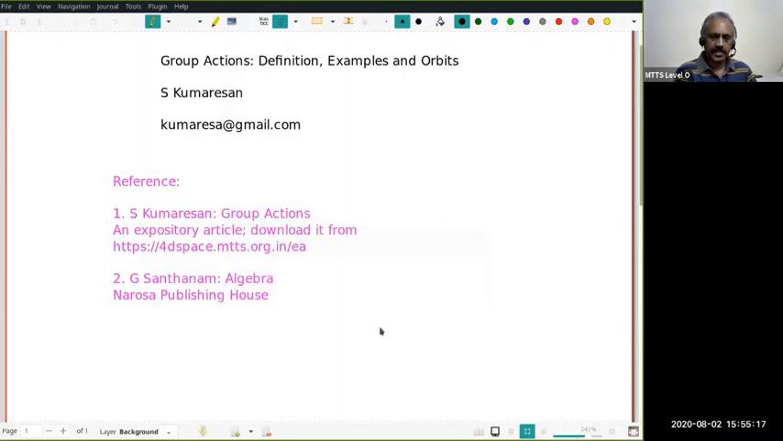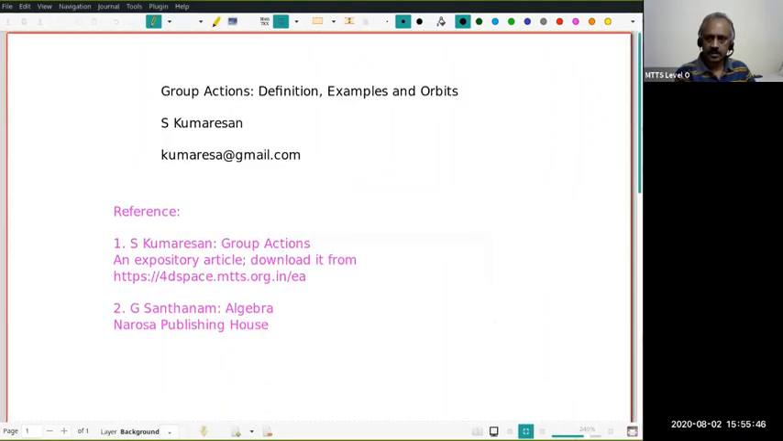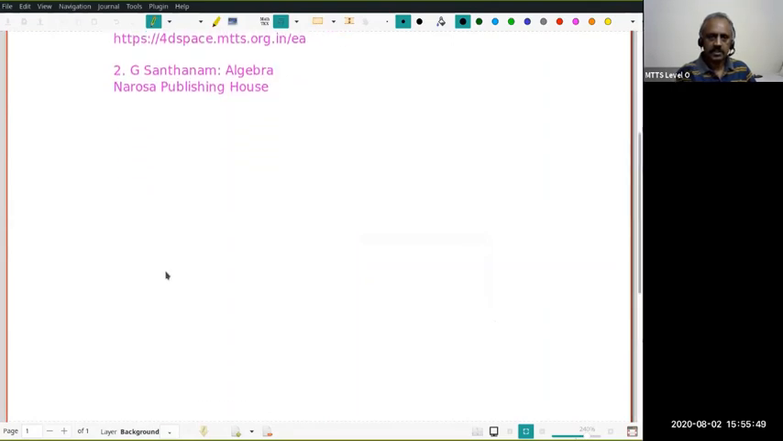The basic reference is a very, very short article of mine, group actions and Sylow's theorems. You can download it from mtts.org.in/EA. EA stands for expository articles. And the book by Professor Santanam on algebra closely follows. It will be very close to what I am talking about. So that will be an excellent book as a reference. Okay, right. So let us start.